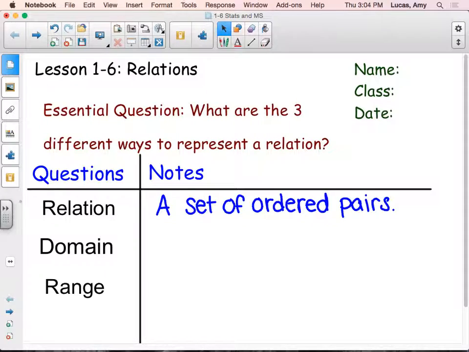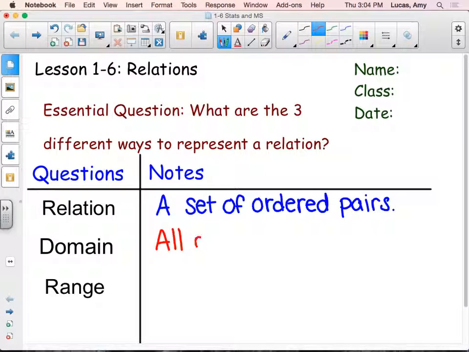The next 2 vocab words are the domain and range. The domain and the range we'll talk about today, and we'll talk about again later in the year. Right now, the domain is represented by all of the x coordinates in our ordered pairs. So all of the x coordinates in the relation. And then the range, you may have guessed, would be all of the y coordinates.